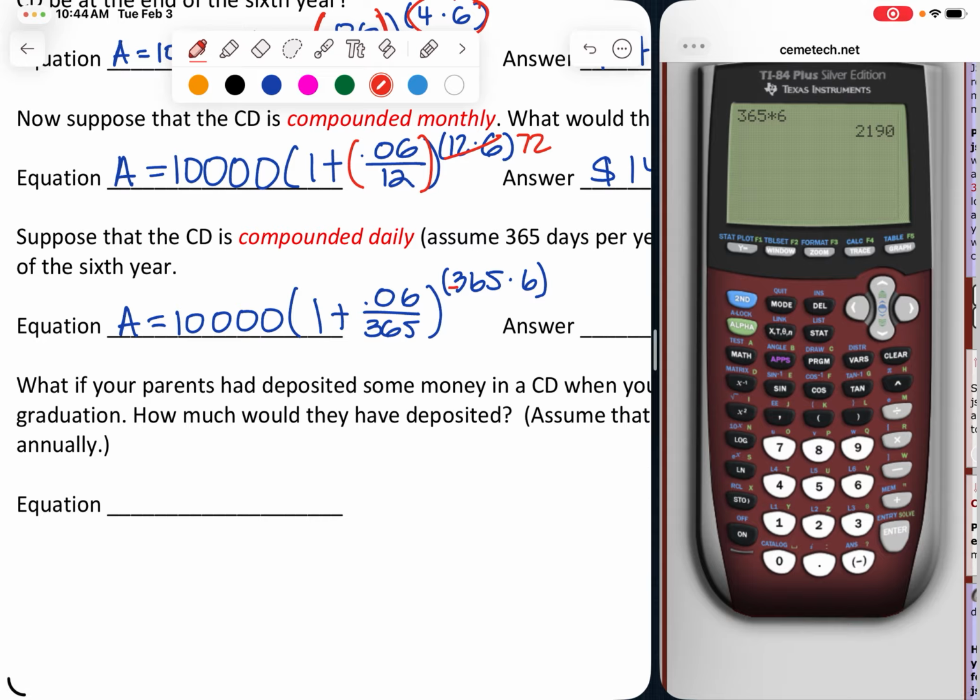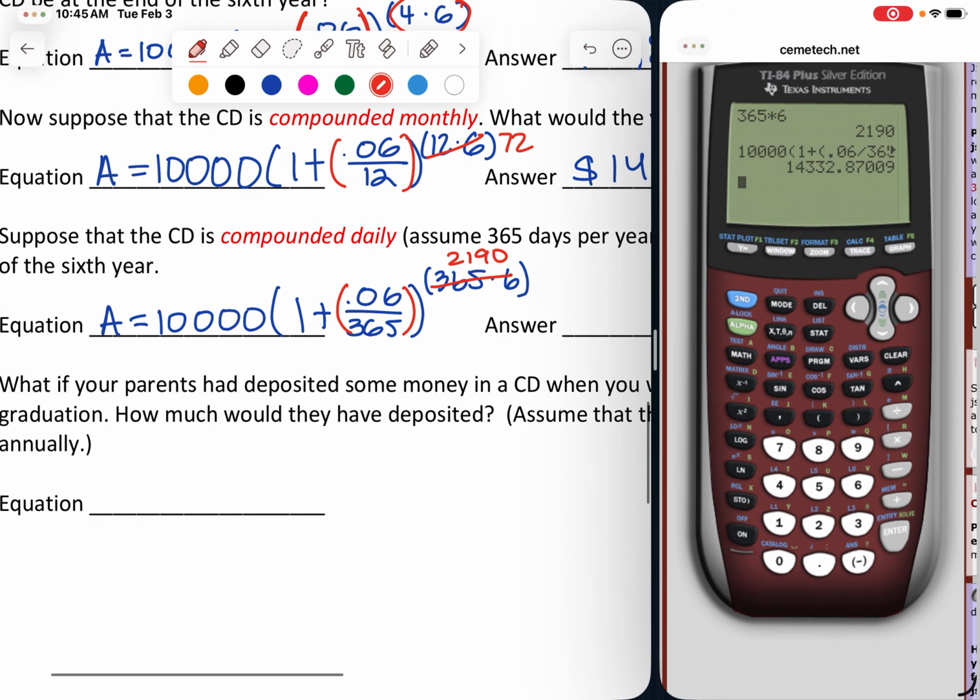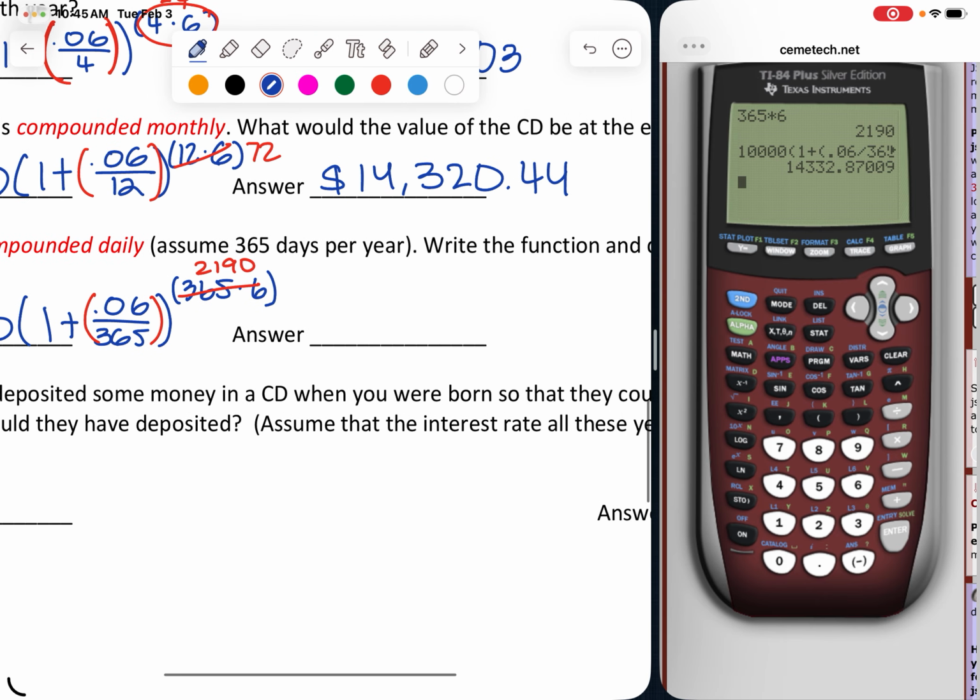So I'm going to do 2190 instead and put that in parentheses. Trust me, I know that it messes up somehow somewhere in the future. It just wasn't here because it is doing order of operations. 10,000 times (1 plus (0.06 divided by 365)) to the 2190. Enter. All right, $14,332.